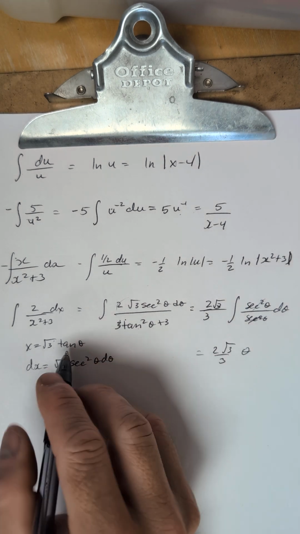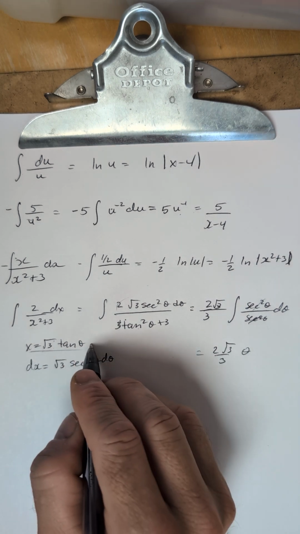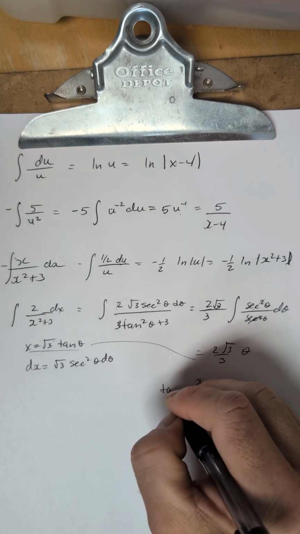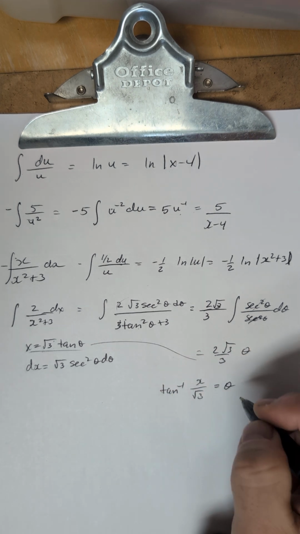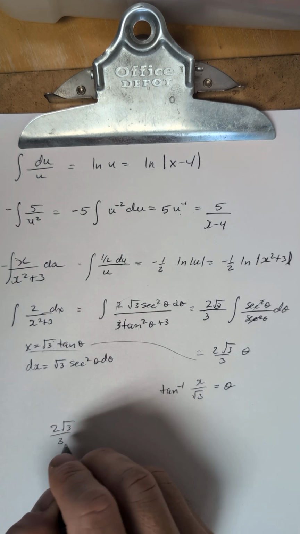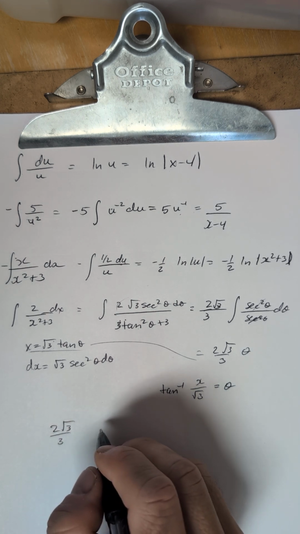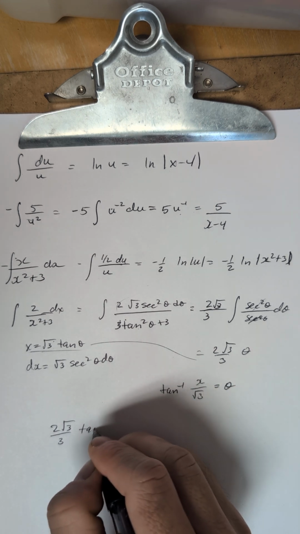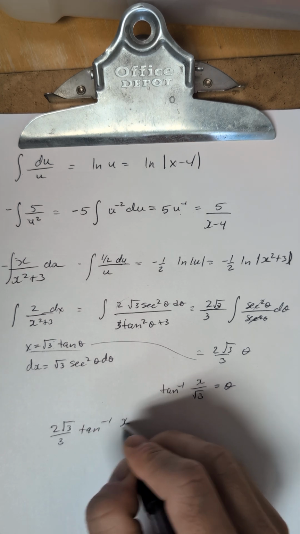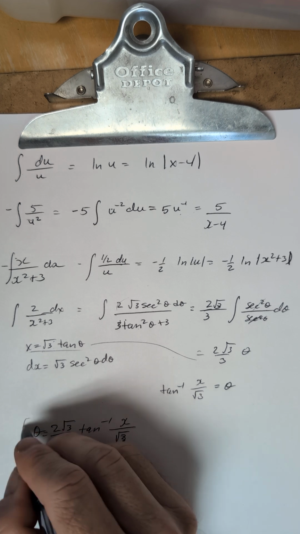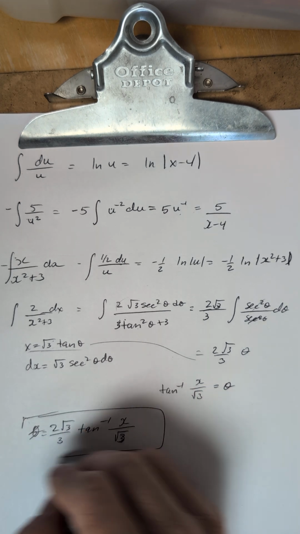And now coming back to solve this for theta, we're going to get tangent inverse of x over the square root of 3 is going to equal theta. So this final term is 2 square roots of 3 over 3, and then theta was tangent inverse, or arctangent, of x over the square root of 3. So that's what the whole integral is equal to.